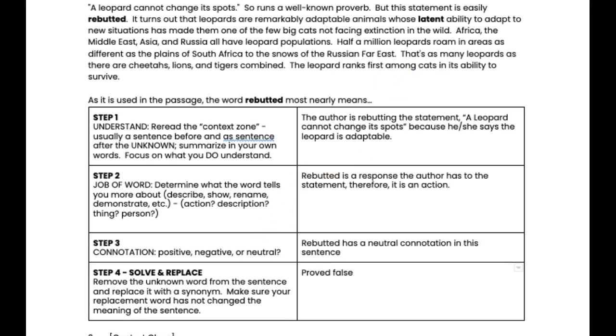So if we go back to the sentence: "A leopard cannot change its spots," so runs a well-known proverb, but this statement is easily proved false. It makes sense in the sentence. We also know that whoever's speaking here disagrees with this statement, so "proved false" best replaces "rebutted."